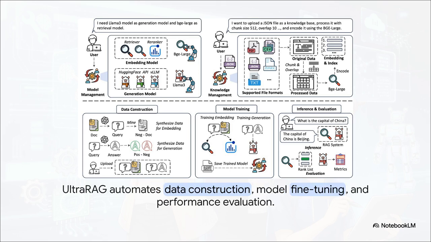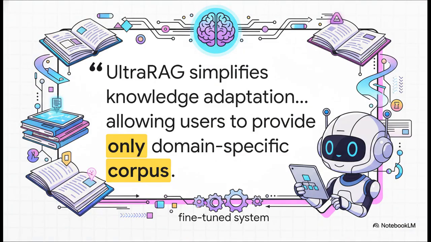Okay, so once you've done that, UltraRAG basically takes over and does all the heavy lifting. It automatically structures your data for you, it fine-tunes the AI models on that data, and it even helps you test and evaluate how well your new, specialized AI is doing. It really handles the entire lifecycle from start to finish. So the real magic here is this concept of knowledge adaptation. All you have to do is provide the expert documents, your domain-specific corpus, and UltraRAG automatically fine-tunes the entire system to think like an expert in that specific field.